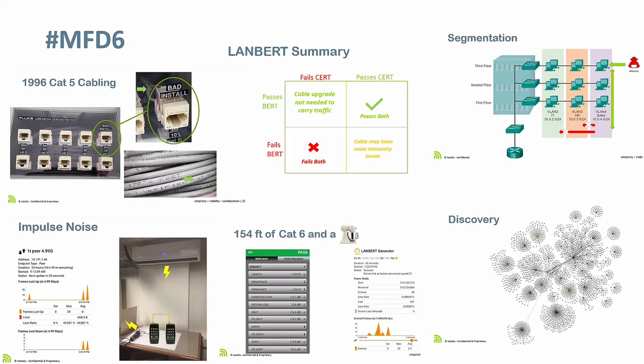But what you do need to look out for is impulse noise. Certification might tell you it won't pass the traffic that it likely will, because digital signal processing is so much better. What you do need to look out for is either ESD or EMF, basically noise. Then in the second half, I talked more about segmentation and security and discovery of networks and things like that.